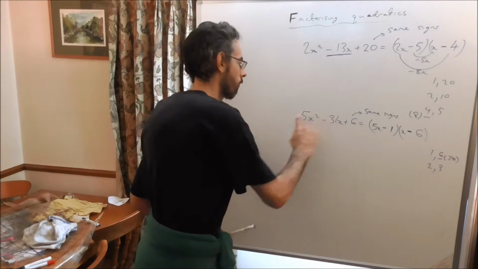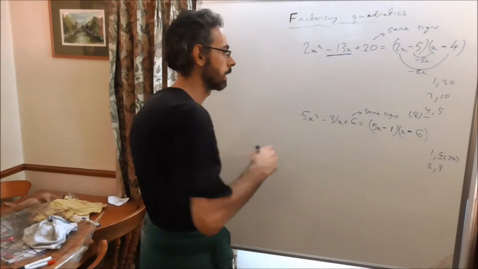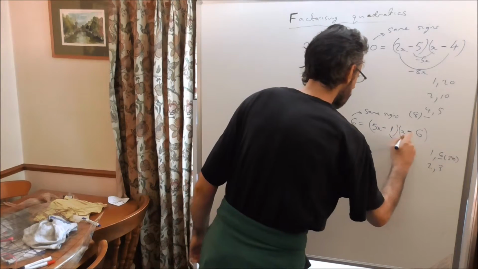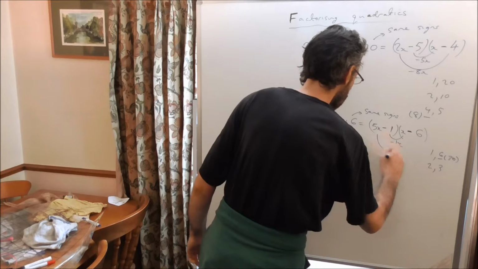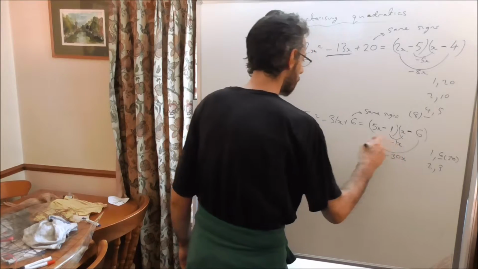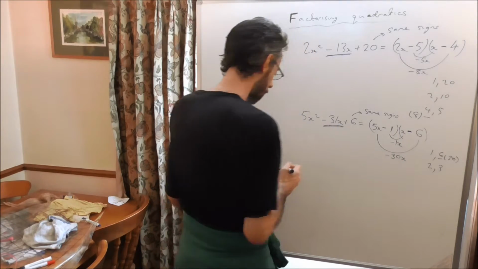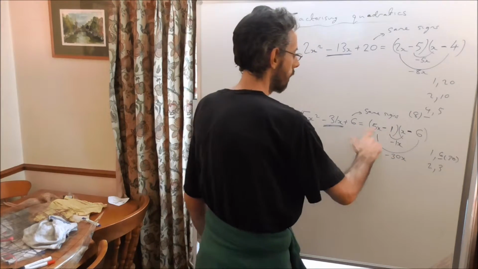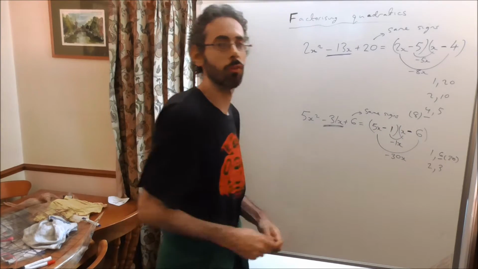Let's just check we do get minus 31x when we expand the brackets. So minus 1 times x is minus 1x. 5x times minus 6 is minus 30x. Minus 1x minus 30x is minus 31x. So this is correct. 5x minus 1 times x minus 6.